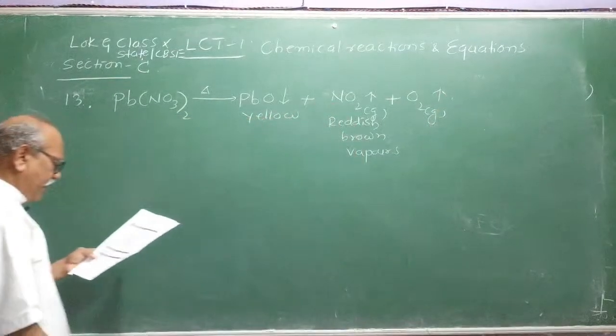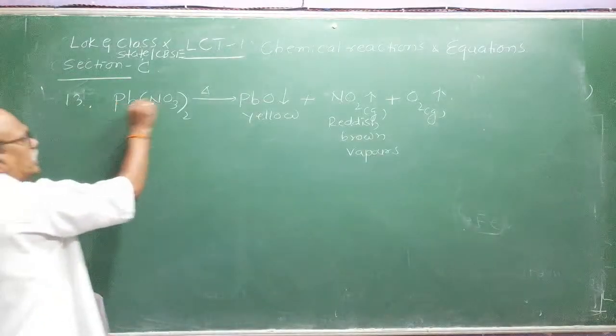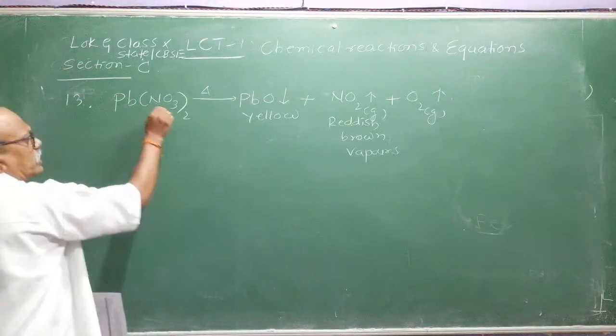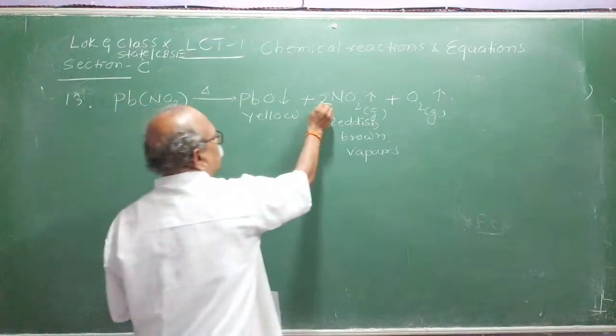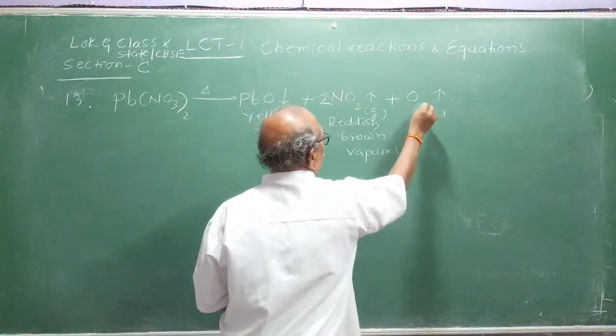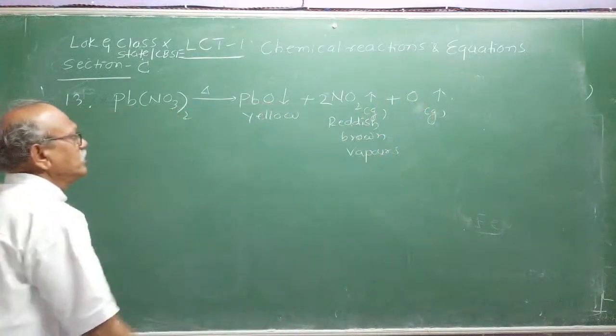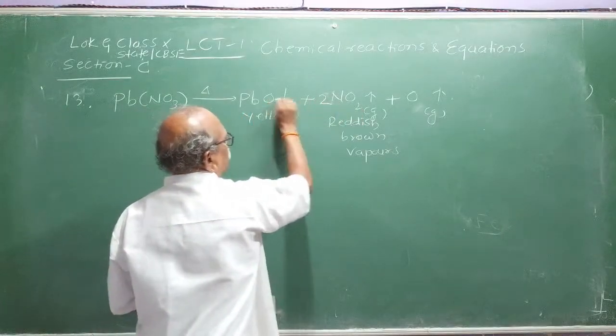Heated strongly in a dry test tube. Write the balanced chemical equation. Balance it first. Pb 1 atom, nitrogen 2 atoms, oxygen atoms are 6. You can check now: 2 twos are 4, 4 plus 1, 5, 5 plus 1, make it 6. O2 as O for the time being. Now 6 oxygen atoms are balanced.